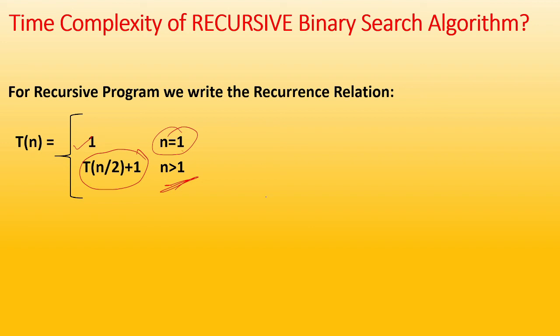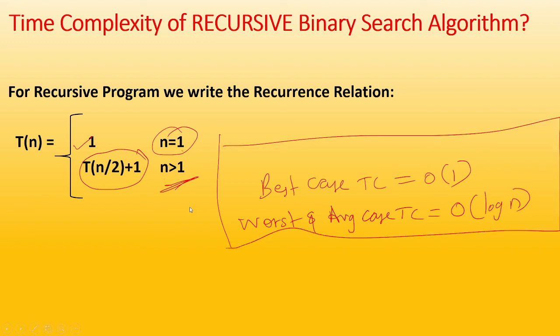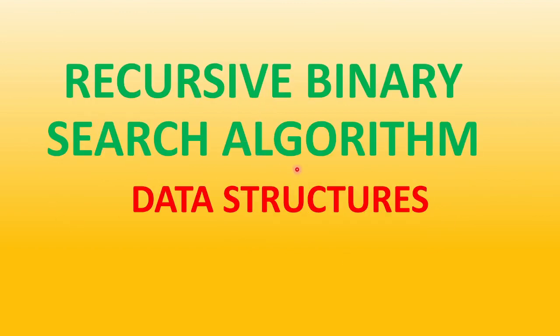So if you solve this, your best case time complexity is what? Order of 1, and worst and average case time complexity is order of log n. So this is the time complexity of the binary search algorithm using the recursive approach. If you solve this recurrence relation using the substitution method or master theorem also, you will get the same answer, order of log n. So this was all about the recursive binary search algorithm under data structure. Thank you.